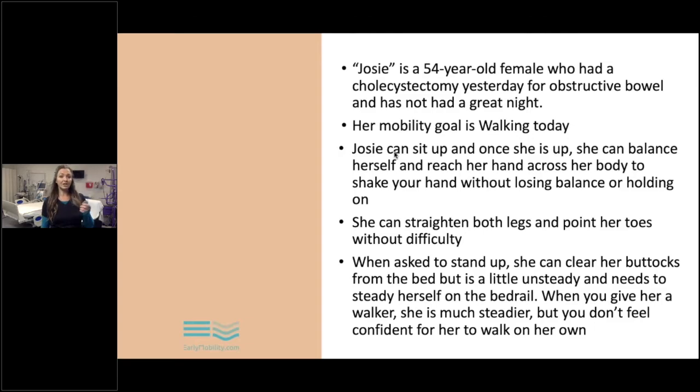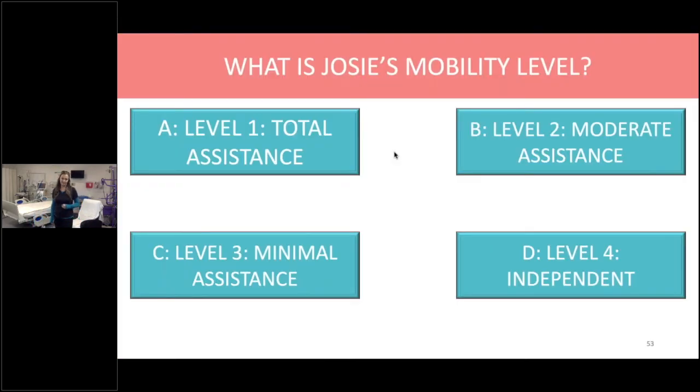When asked to stand up, she can clear her bottom, but she's a little bit unsteady. She needs to steady herself on the bed rail. When you give her a walker, she's much steadier, but you don't feel confident for her to walk on her own. What is her mobility level? Josie is a level 3 minimal assistance because you still feel you need to be right there.